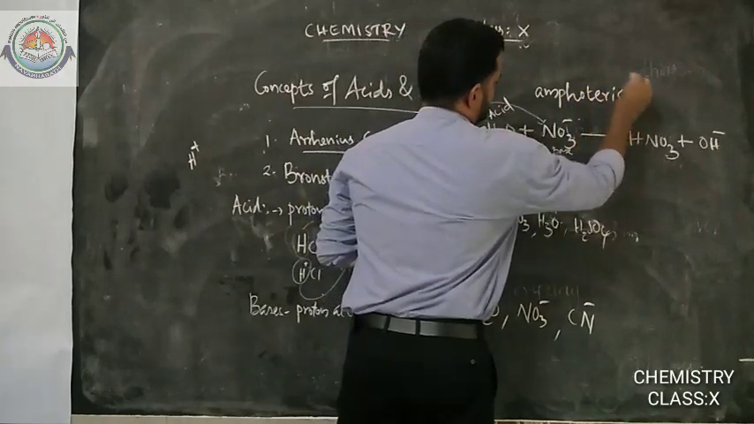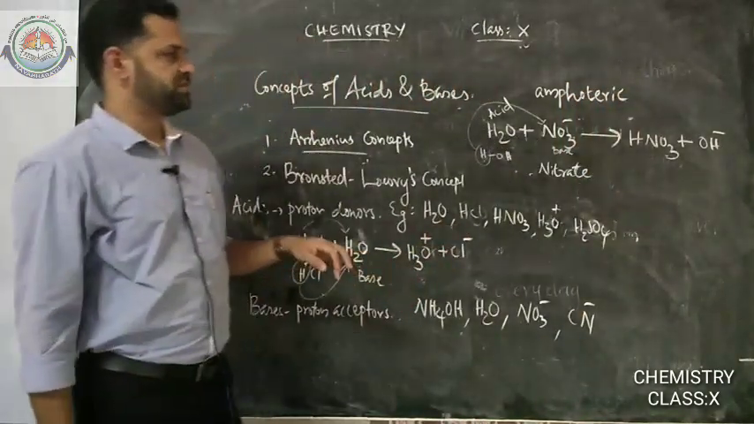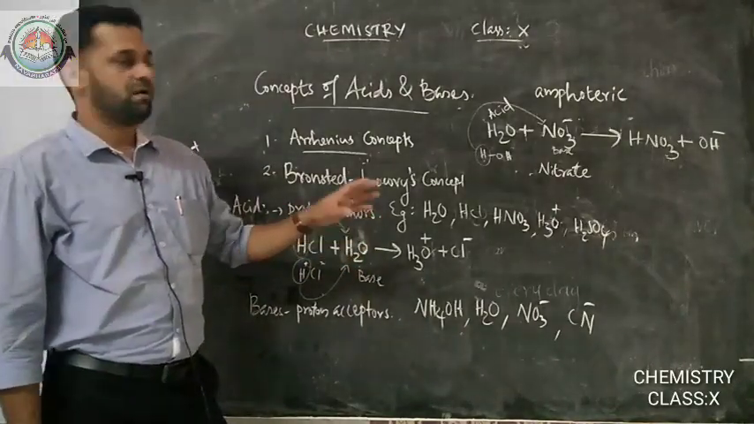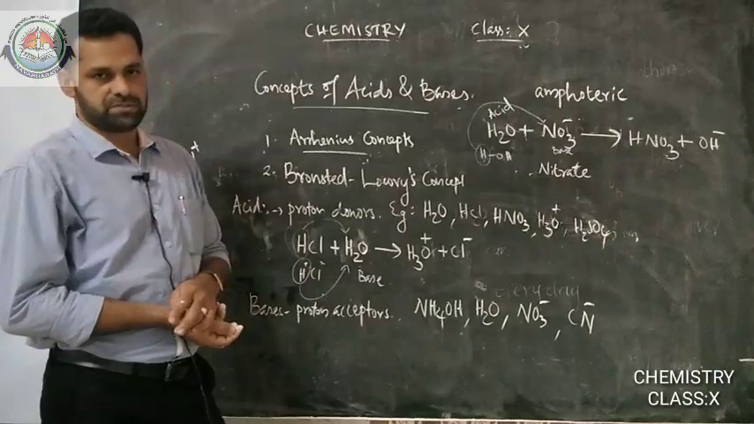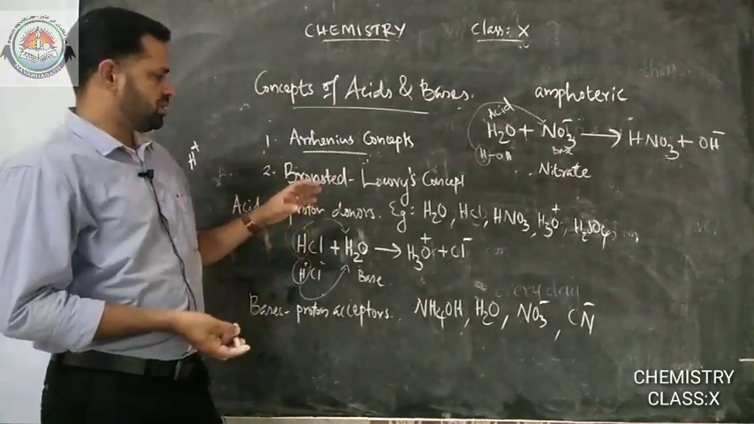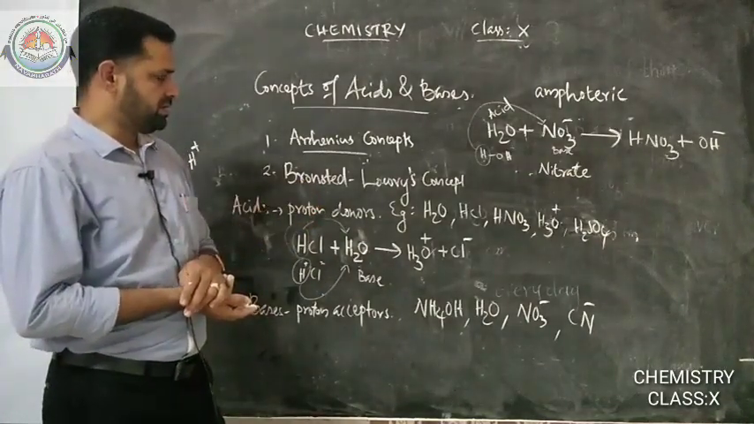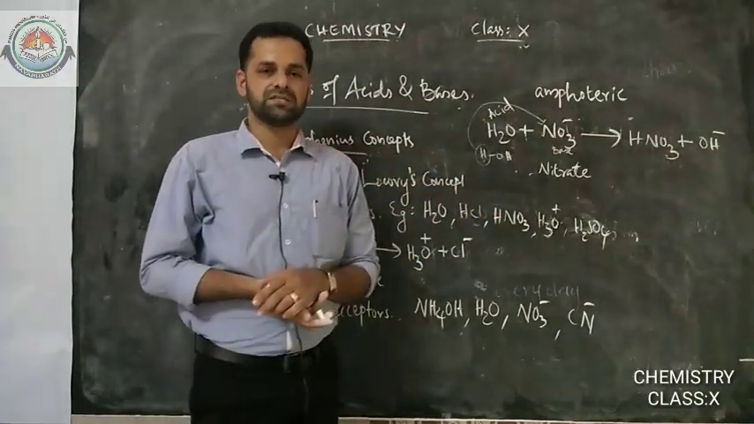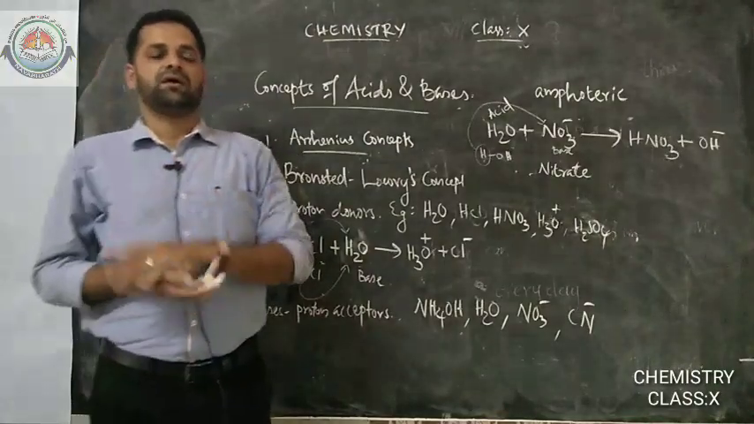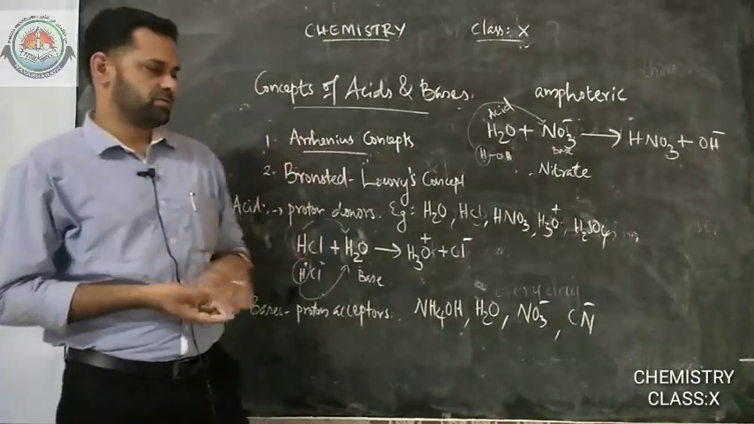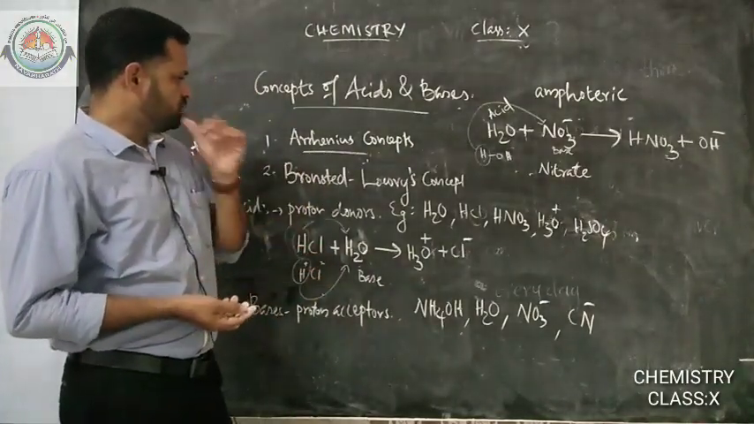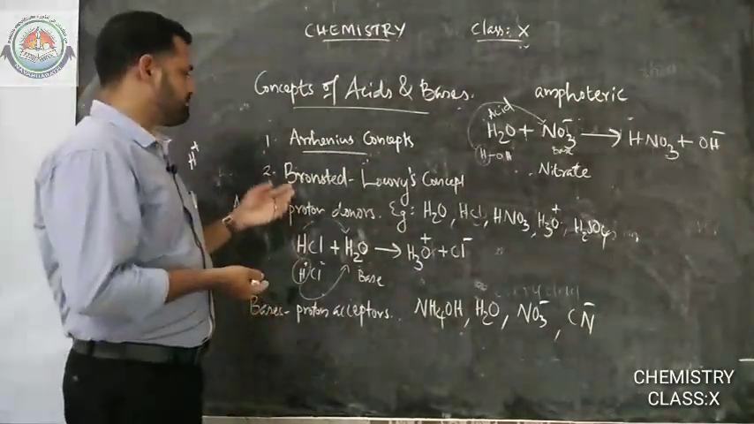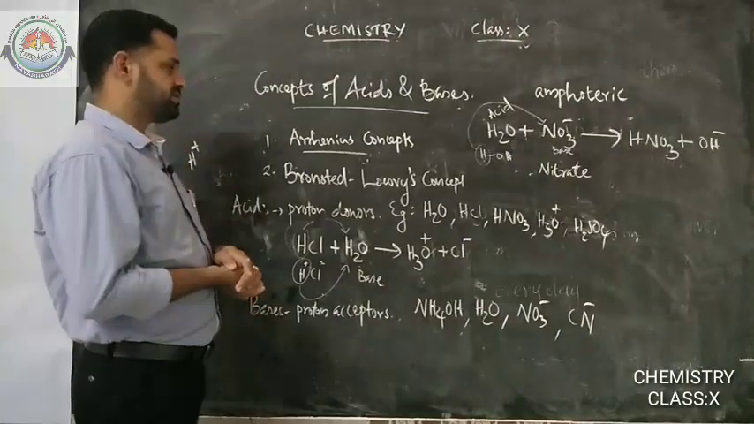Amphoteric substances. The substances which act as both acid and base are called amphoteric substances. So these two concepts are given in this chapter. One more concept is the Lewis concept of acids and bases, that you will study in your +1 and +2 classes. Okay. So here two concepts we have discussed so far, that is Arrhenius concept and Bronsted-Lowry's concept of acids and bases.